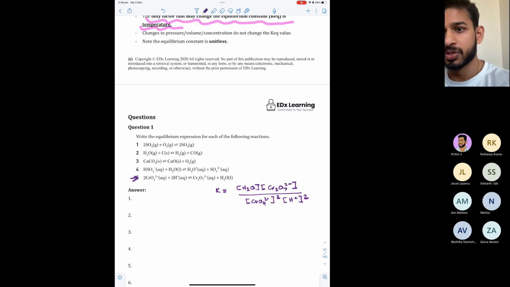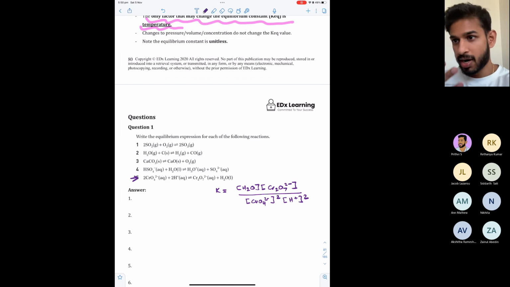I'll move on to Jacob. Jacob, what do I need to be cautious of in terms of state when I'm thinking about disturbances affecting equilibrium? You don't include if it's a liquid or a solid. Very good. And Jacob, can you explain why that is? I think it's because the concentration of liquids and solids are pure. So constant. Yeah. It's constant, right? And it's given 1, arbitrarily given 1.